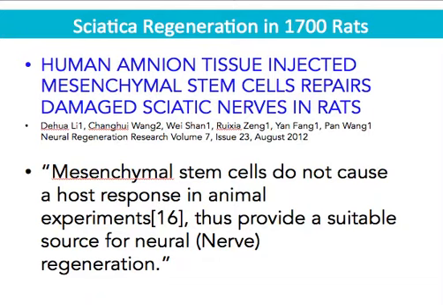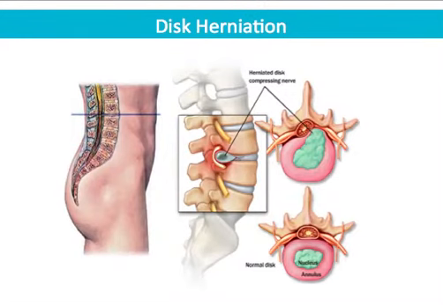And what they found is that in virtually every case of the rats, that sciatic nerve regrew, and there was zero adverse reaction. So none of the rats' immune systems rejected the tissue because there were no antigens in it that caused any issues. So it's a powerful treatment for sciatica.